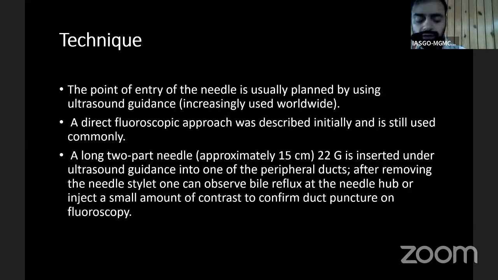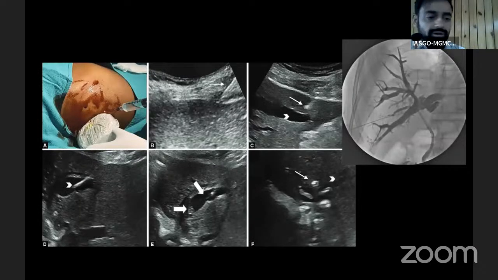Now come to the technique. The technique is very simple. First, you should evaluate the liver, both the left and right lobes, and then you select which duct you want to puncture, and then give local anesthesia. You can see there is a dilated duct here, so you are targeting this duct percutaneously. Under USG guidance, you puncture with the needle, put in contrast, and delineate the cholangiography. Then through the puncture needle you put the wire inside, take out the puncture needle, put the sheath in, and then you can do further procedure.